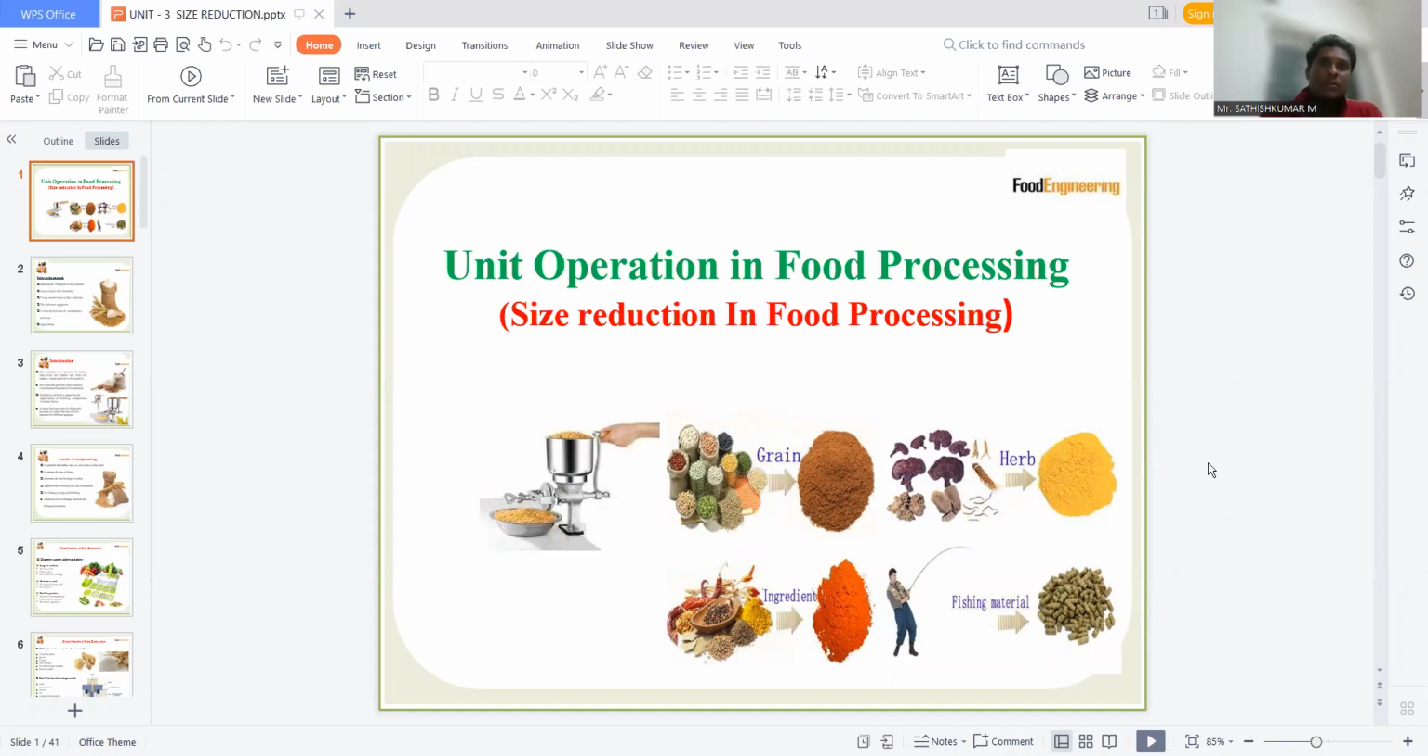Today, we are going to discuss size reduction practices followed in the food industry or food processing industry.